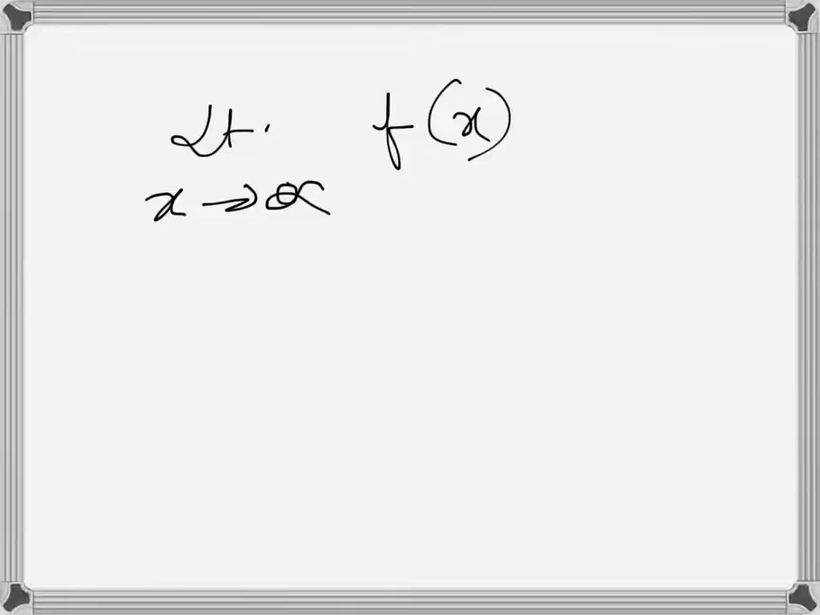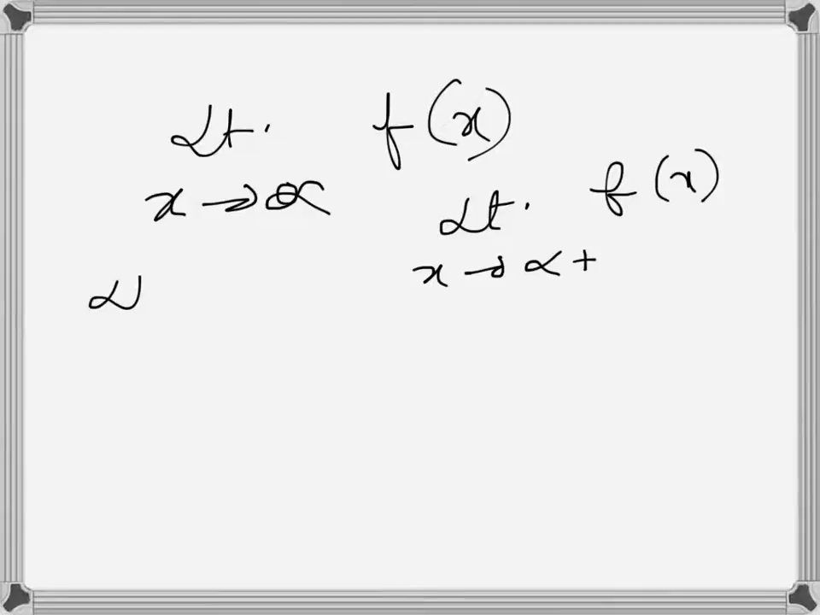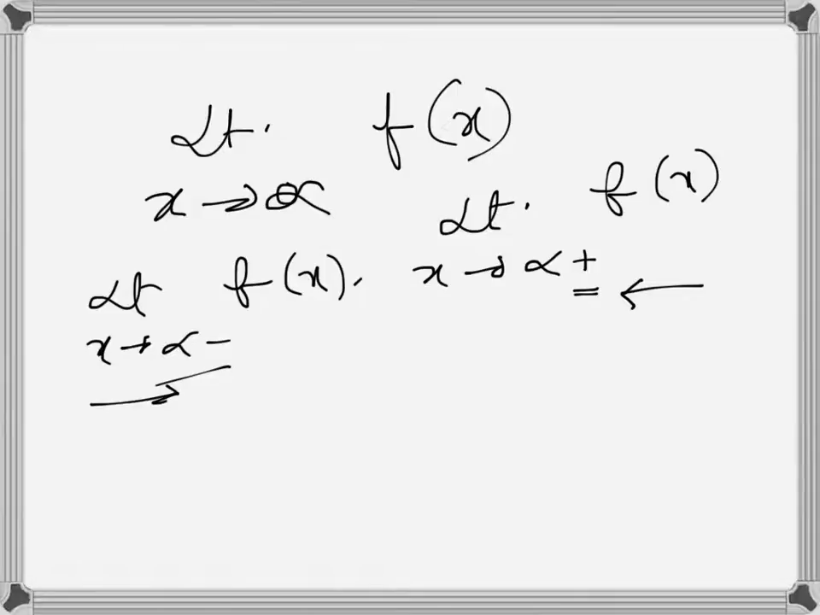But sometimes we will see another notation which looks like this: x is approaching alpha plus, or we will see x is approaching alpha minus. So what do they mean? That means this one is approaching from the right, x is approaching alpha from the right, and this one x is approaching from the left.